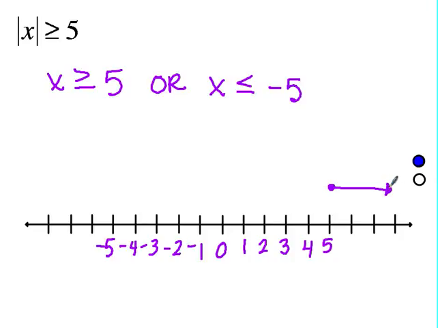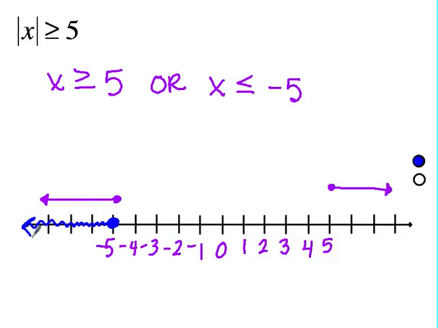Okay, for x is less than or equal to -5, what type of circle am I going to have at -5? And I'm going to shade to the left. So now for it to be an or, it just has to be in one or the other. So what is my final answer going to look like? Closed on -5, and which way am I going to shade? To the right.